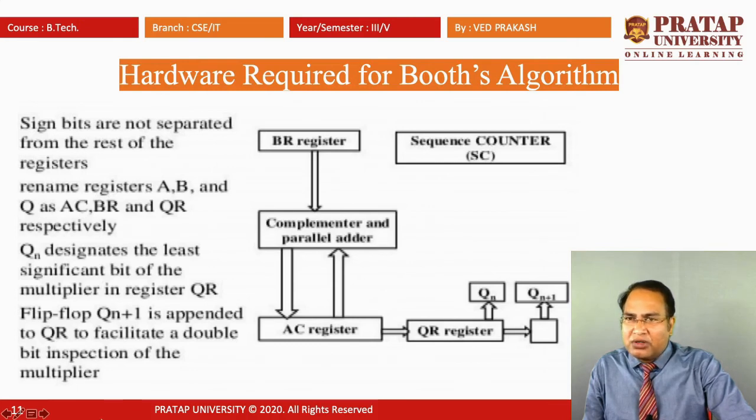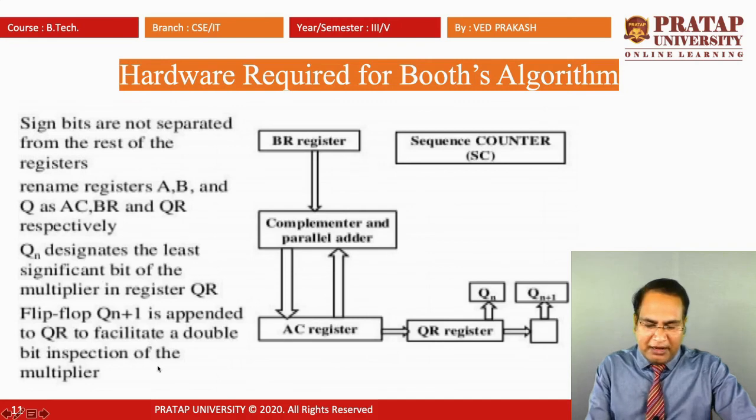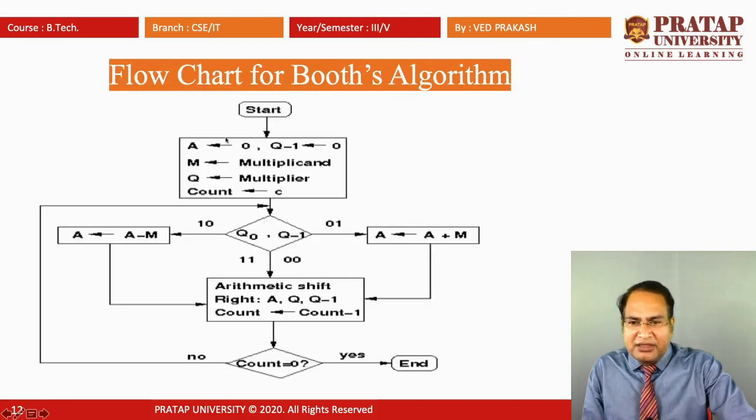Sign bits are not separated from the rest of the register. Rename registers A and Q as AC, BR and QR respectively. Qn designates the least significant bit of the multiplier in the register QR, and flip-flop Qn plus 1 is appended to QR to facilitate a double bit inspection of the multiplier. So that is the flowchart that shows the basic operations performed in the Booth algorithm.